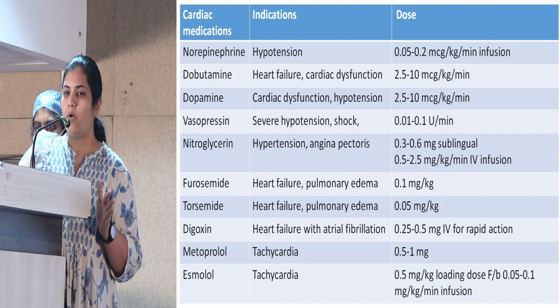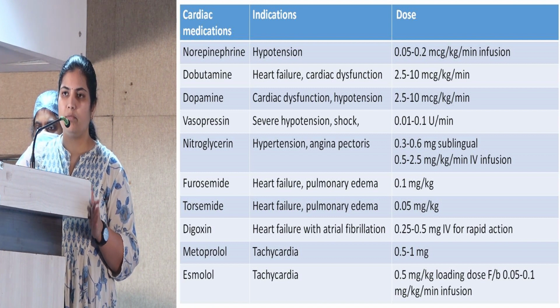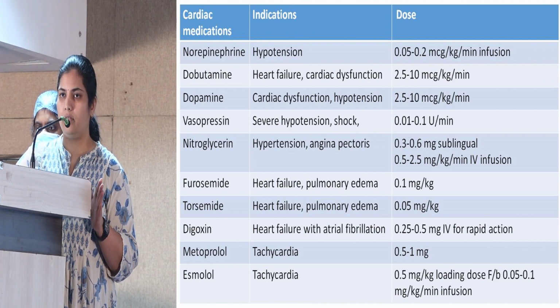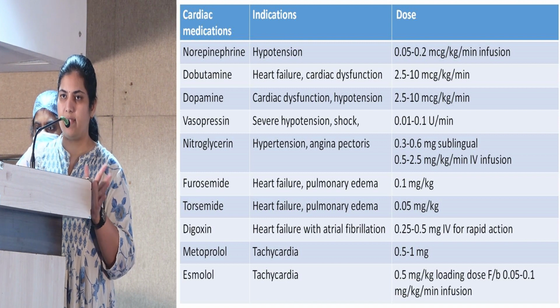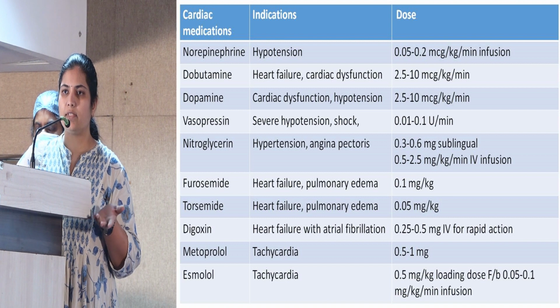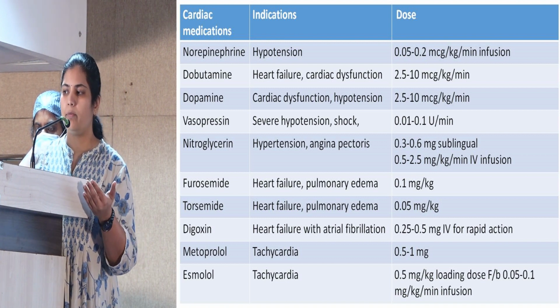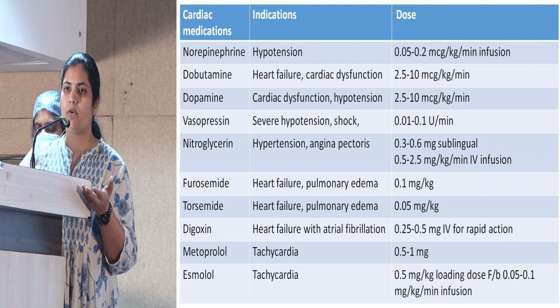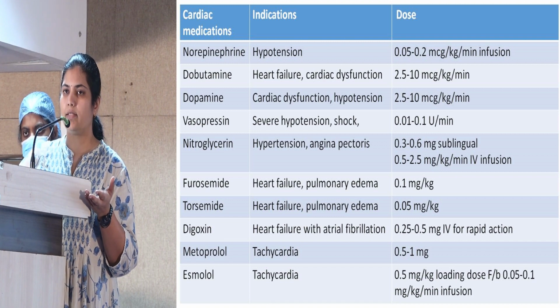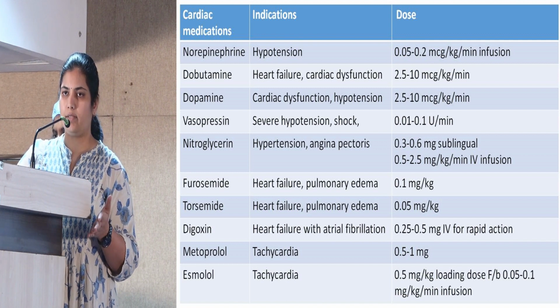The dose is 0.1 mg per kg, usually 20 to 40 mg of furosemide, that is Lasix, we use. The other commonly used drug is torsemide, which is nothing but Dytor. So Dytor dose, even if a patient is taking, suppose, 40 mg furosemide or Lasix, we can give 20 mg of Dytor, half the dose of Lasix.